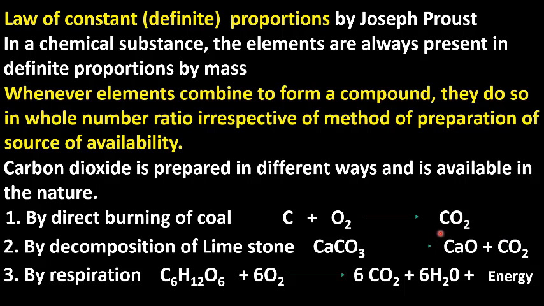So here carbon dioxide is obtained in different ways. Not only that, carbon dioxide is prepared in many other ways also. By heating any carbonate or bicarbonate we get carbon dioxide. In all this, the carbon and oxygen elements combine in the ratio of 12:32, that is 3:8. That is, irrespective of the method of preparation or source of availability, the elements carbon and oxygen combine in the ratio 3:8, which is a fixed ratio.